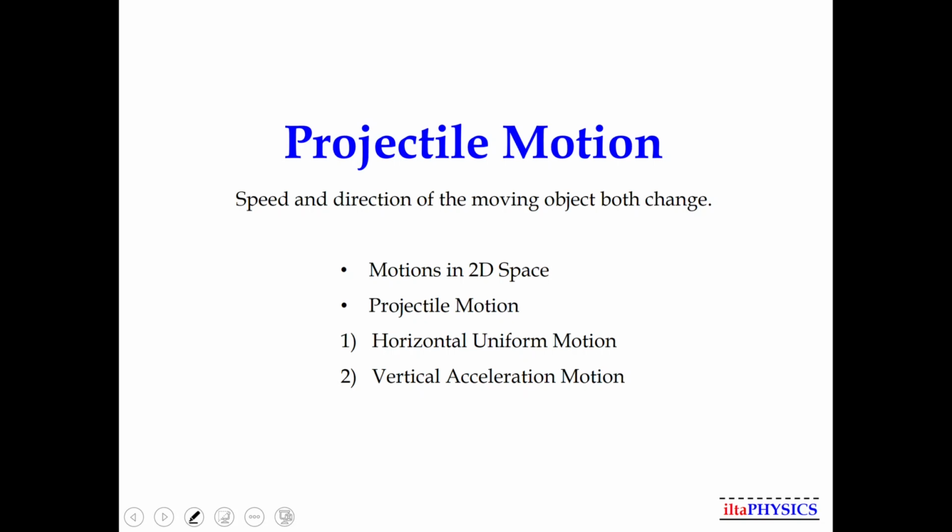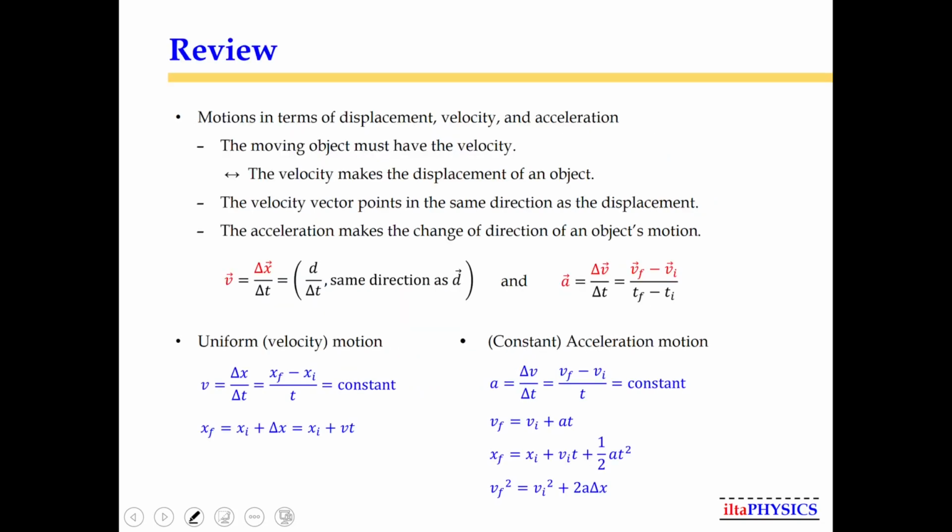Alright, let's quickly review what we've learned so far. Up to this point, we've analyzed motion in terms of displacement, velocity, and acceleration. If we think about how these quantities are related, it's obvious that any moving object must have velocity. In other words, we could say that velocity is what causes a change in the object's position. If we focus on direction, velocity is defined as displacement divided by time interval. So displacement and velocity always point in the same direction.